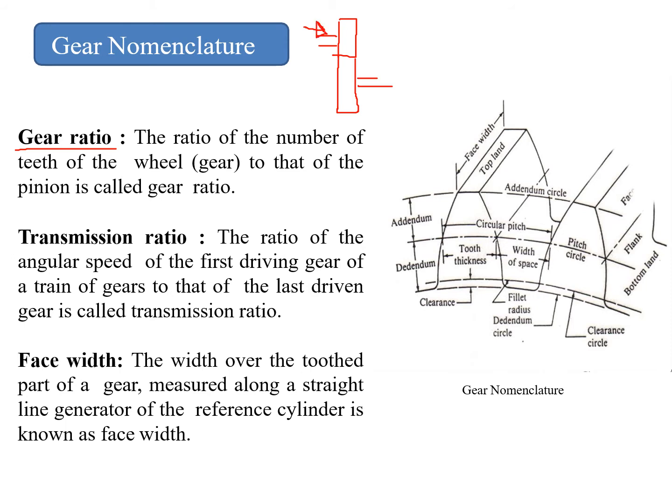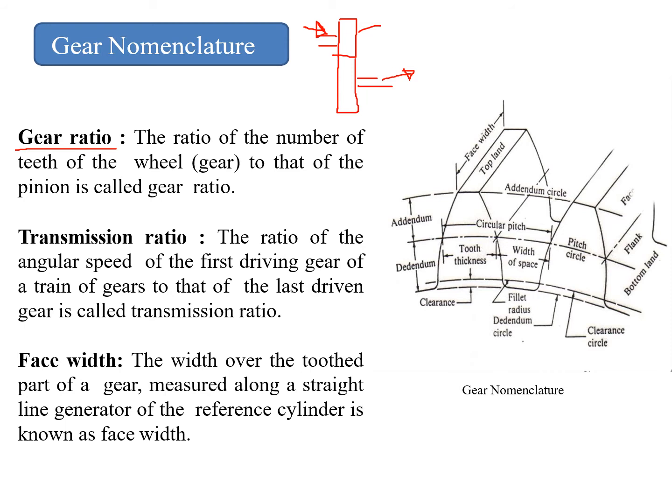So the pinion is first rotating, and due to the rotation of the pinion, the gear is rotating, and this is how the power is transmitted. So the formula becomes Np upon Ng, the angular speed of the first driving gear, which is your pinion, to the angular speed of the last driven gear. Now this is the transmission ratio.